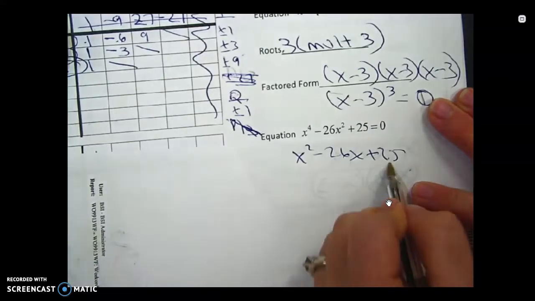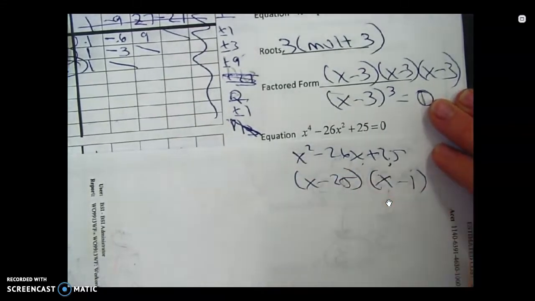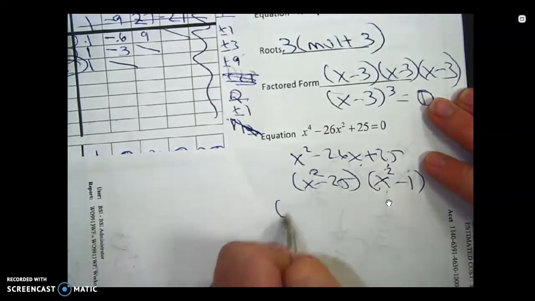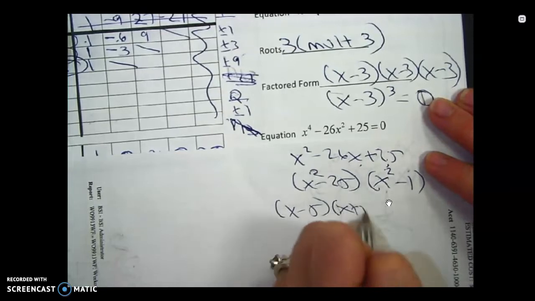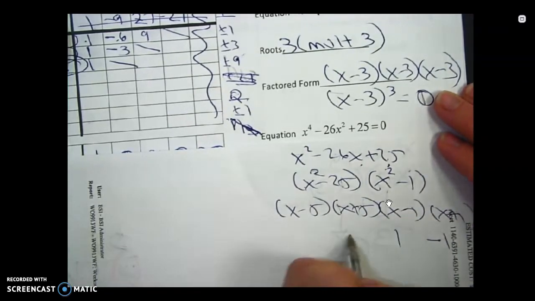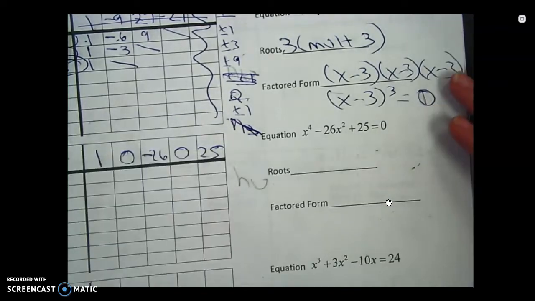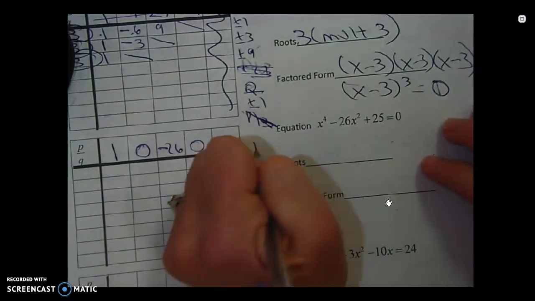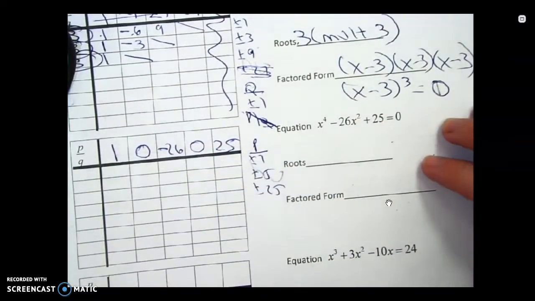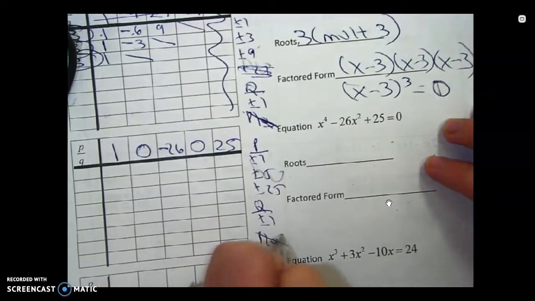Two numbers that multiply to get 25 and add to 26. But the problem is it's x to the 4th, so squared, square root: x minus 5, x plus 5, x minus 1, x plus 1, negative 1, 1, negative 5, and 5. That's what I would do. But if you don't see that, then you've got to try numbers. P: plus or minus 1, plus or minus 5, plus or minus 25. Q: plus or minus 1, PQ, nothing.